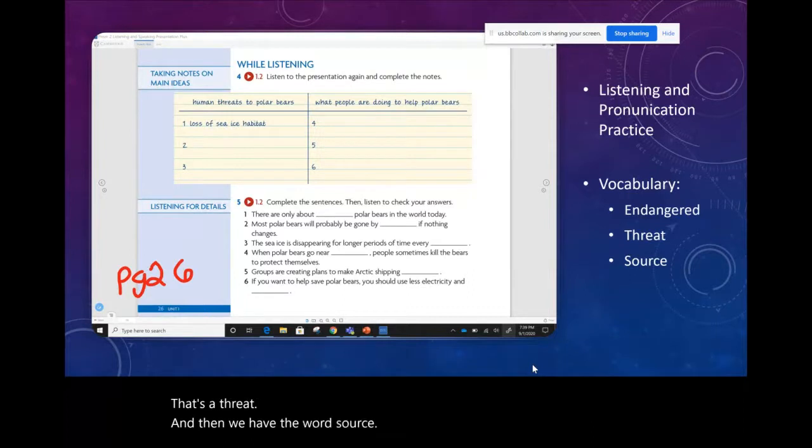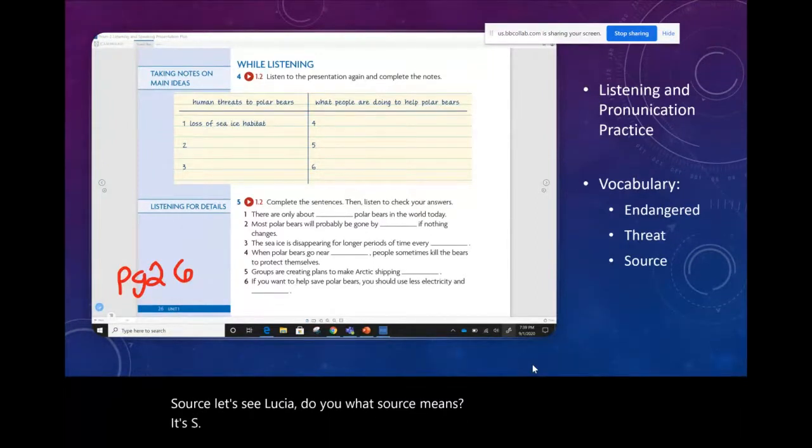Okay, that's a threat. And then we have the word source. Let's see, Lucia, do you know what source means? Teacher, could you spell the word, please? It's source. S-O-U-R-C-E.